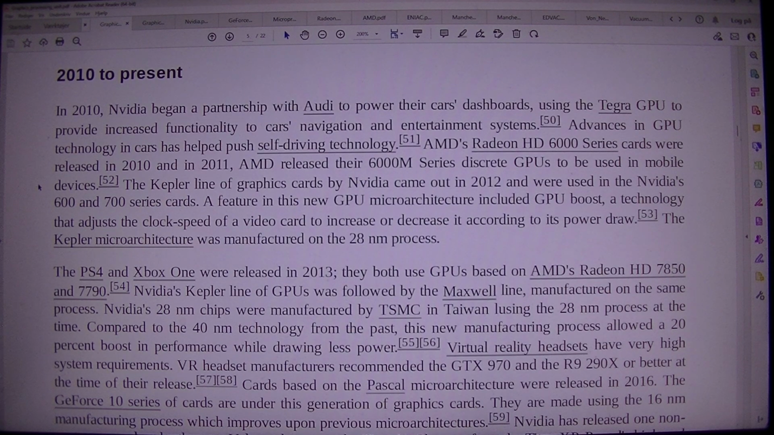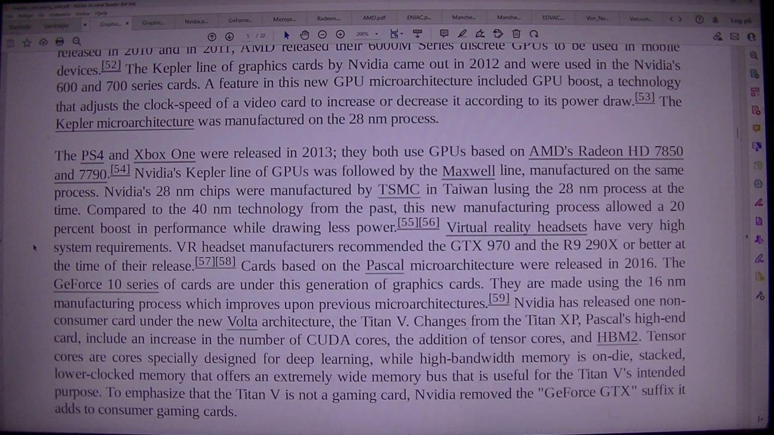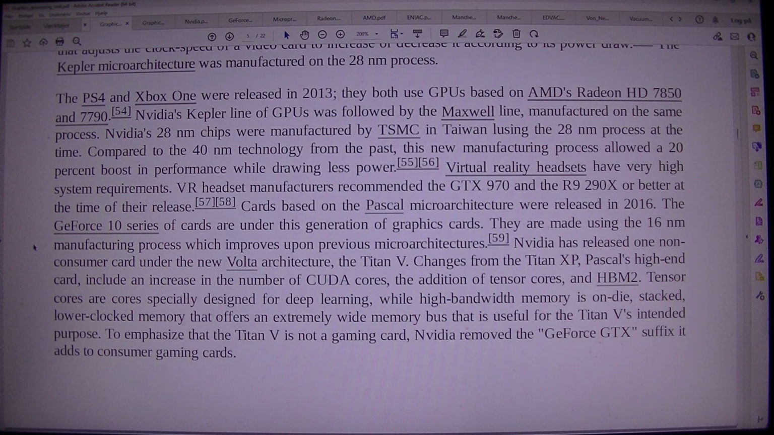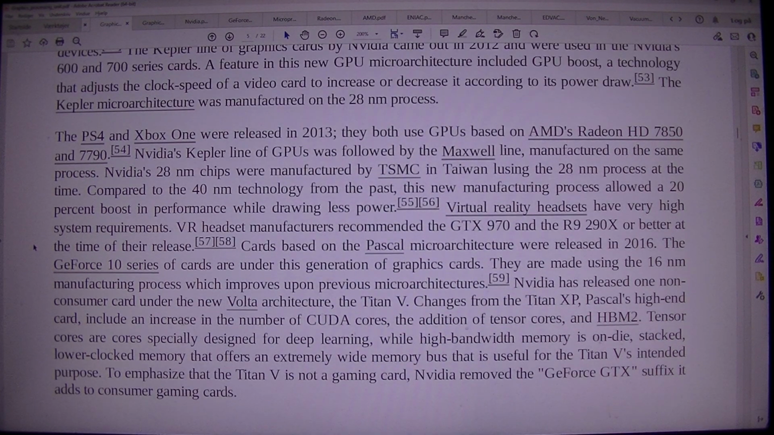53. The Kepler microarchitecture was manufactured on the 28nm process. The PS4 and Xbox One were released in 2013. They both use GPUs based on AMD's Radeon HD 7850 and 7790. 54. NVIDIA's Kepler line of GPUs was followed by the Maxwell line, manufactured on the same process.